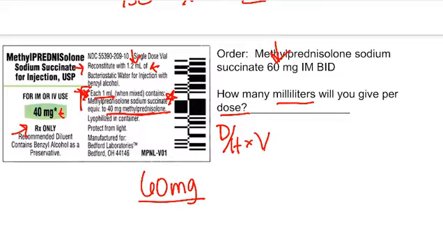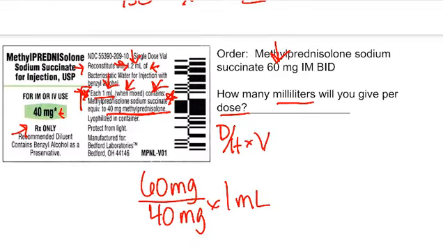So I have my doctor's order of 60 milligrams, and I'm going to know that there's 40 milligrams in 1 milliliter because this is what my drug manufacturer is telling me. I'm not going to do this one here. So 60 divided by 40 times 1 equals 1.5. My answer is 1.5 milliliters.